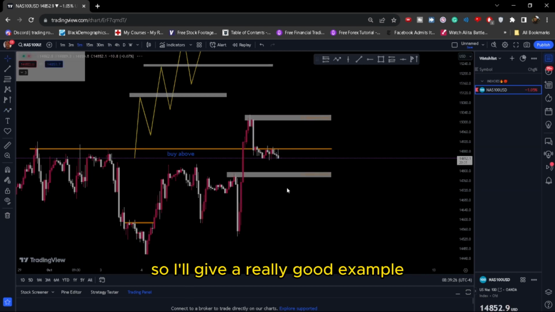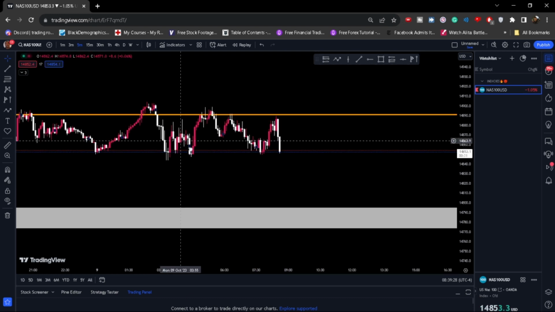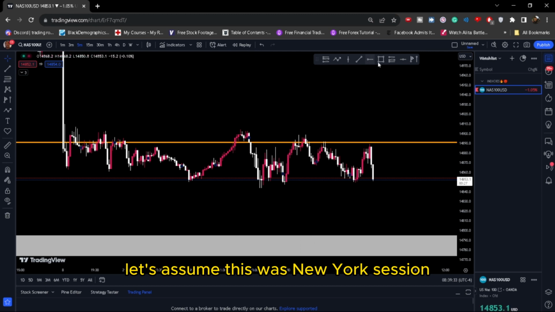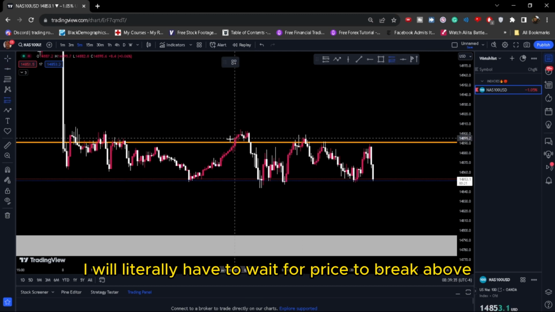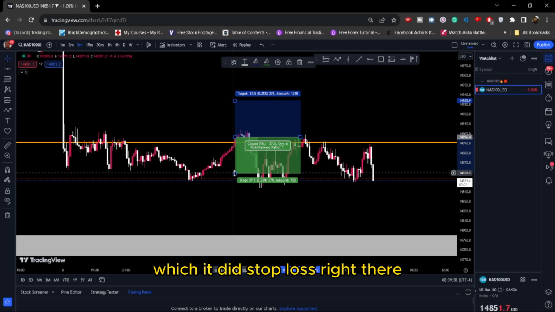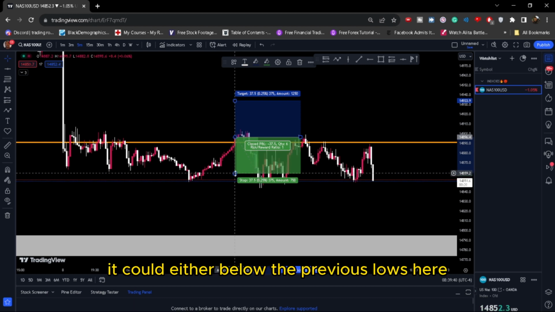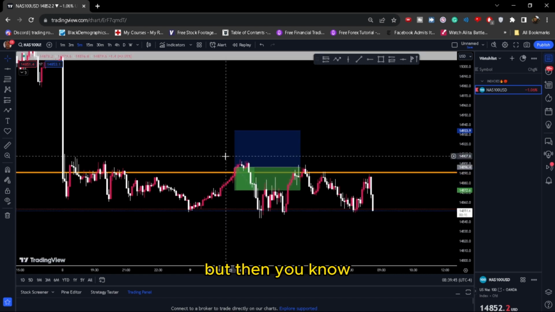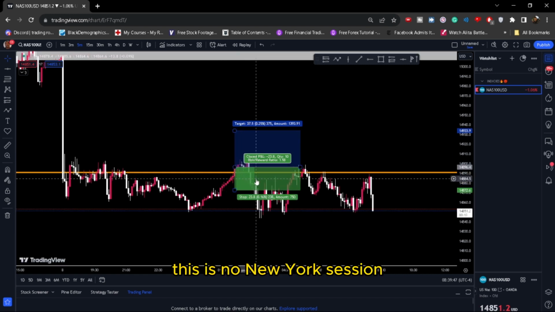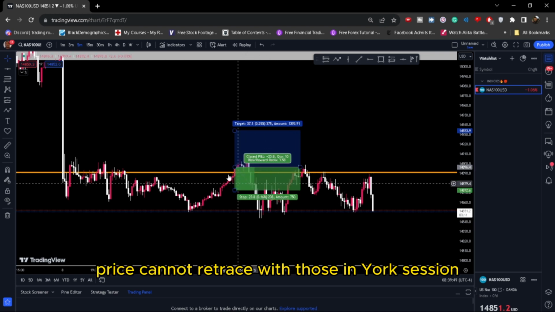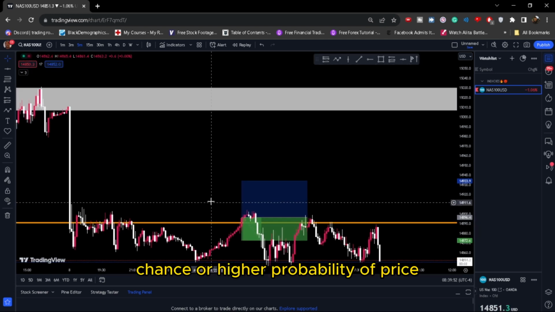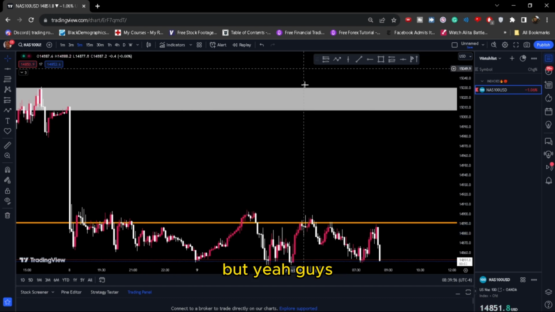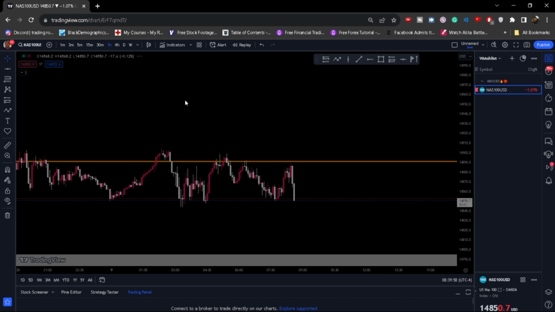I'll give you a really good example. This is a 5-minute time frame. Essentially, guys, let's assume this was the New York session. I would have to wait for price to break above, which it did. Stop loss right there. It could be below the previous lows here, either here or here, whichever. But because, like I said, this is not the New York session, price kind of retraced. If it was the New York session, you would have a higher probability of price continuing to buy to the upside. But yeah, guys, that's basically what I mean by the entry.